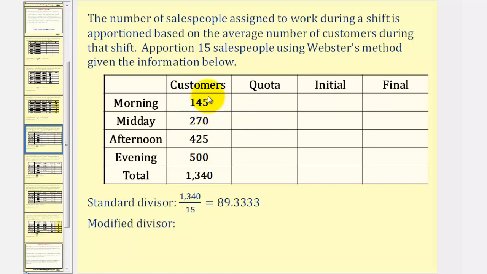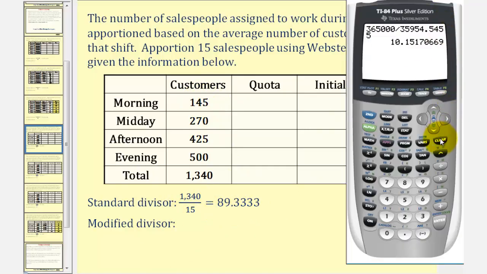So we sum all of the customers over these shifts, which gives us 1,340. We divide this by the number of salespeople, which is 15, giving us a standard divisor of approximately 89.3333. Now we find each shift's quota by dividing the number of customers by the standard divisor. And again, let's go ahead and check at least one of these.